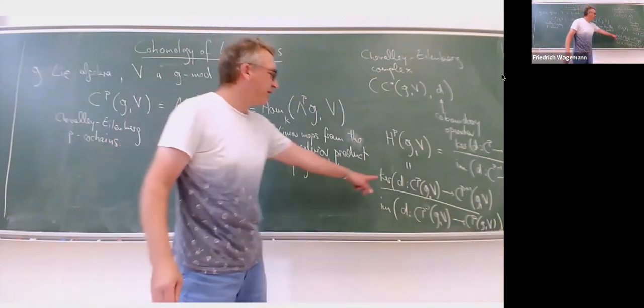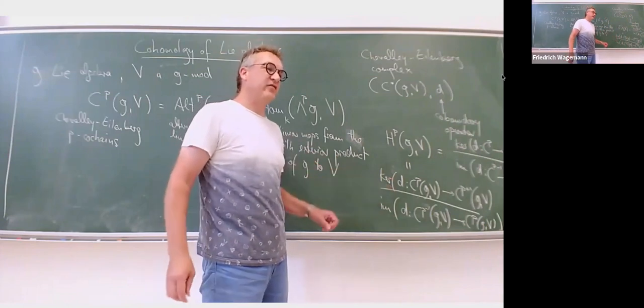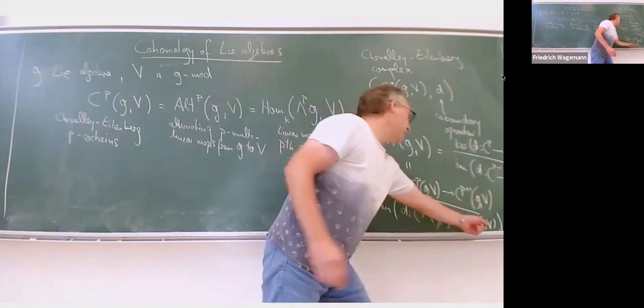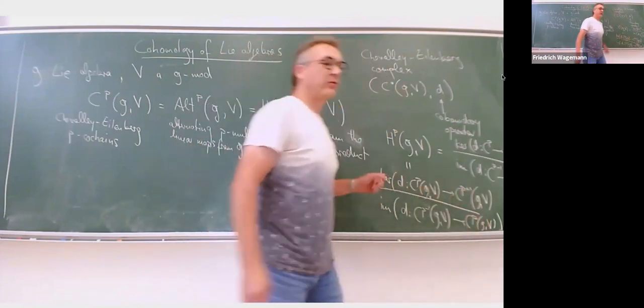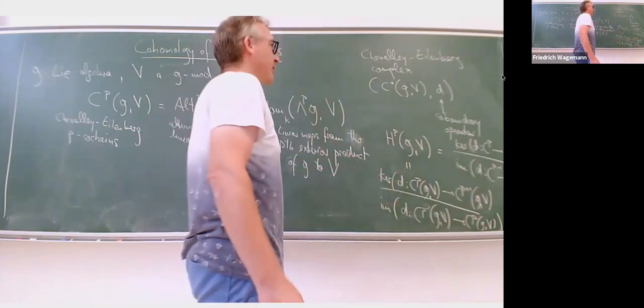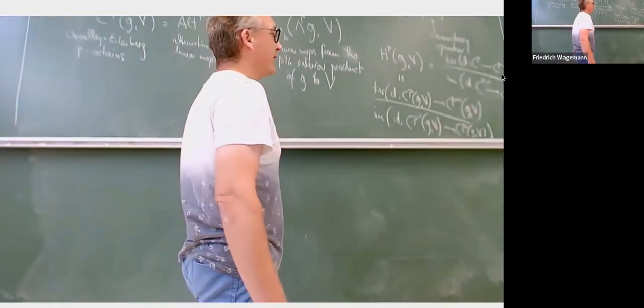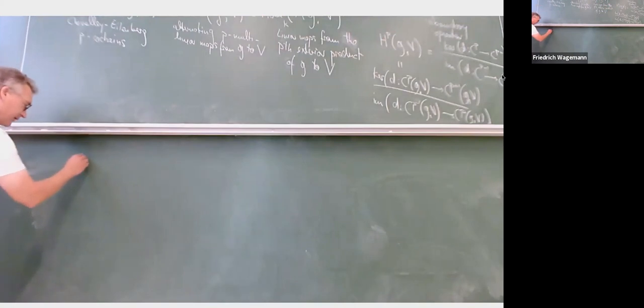And the fact that D squared is 0 means that the image is a subspace of the kernel, and so this quotient makes sense. What I did not write for you on the blackboard yet is the co-boundary operator.